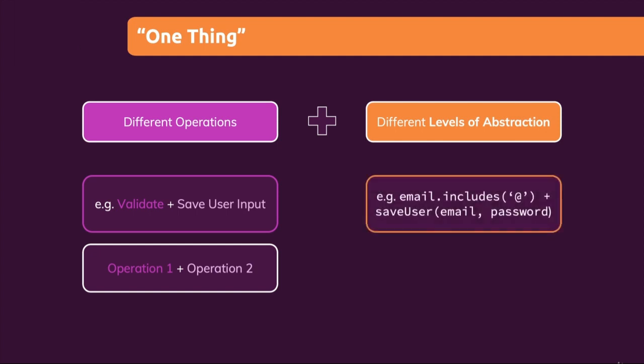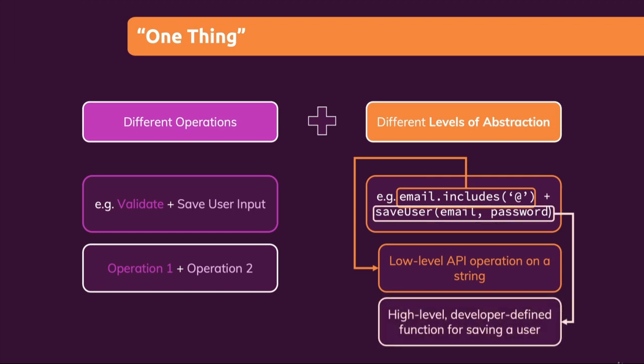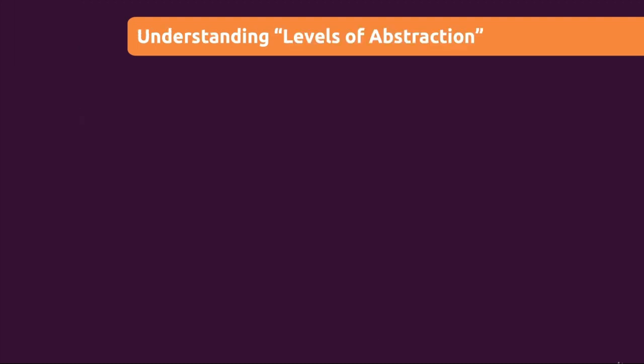Here's an example. Email includes and save user. If we have a look at these 2 code snippets, then email includes is a pretty low-level API operation on a string. In JavaScript, it's a built-in method which we can call on strings to check if a string contains a certain character or text. Save user, on the other hand, is pretty high level. It's a developer-defined function for saving a user. We're not using some low-level built-in API here.